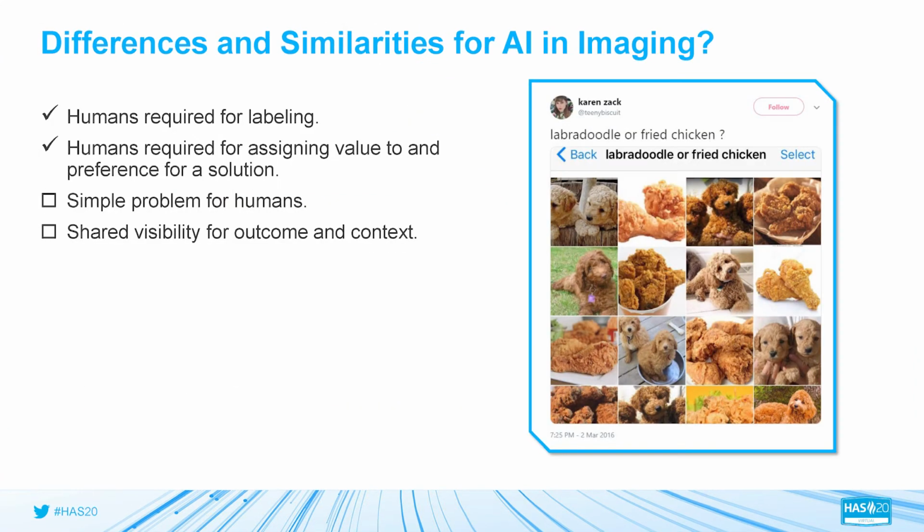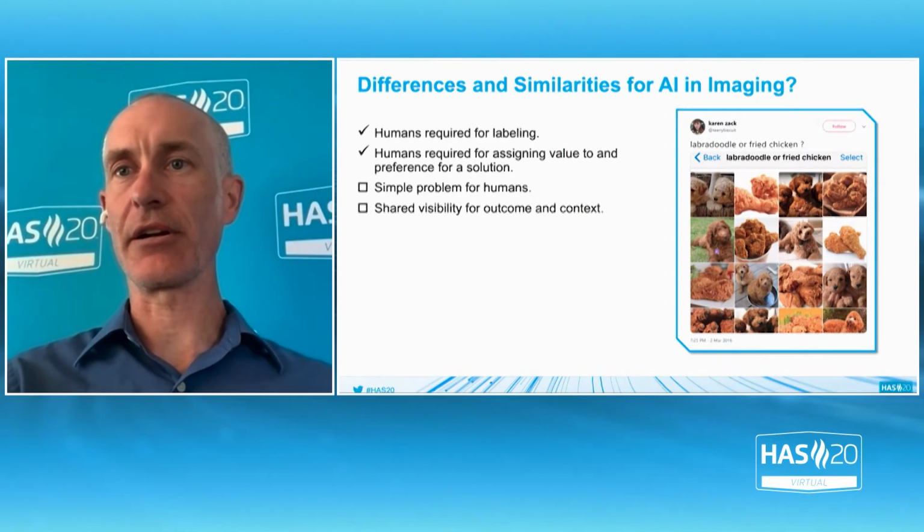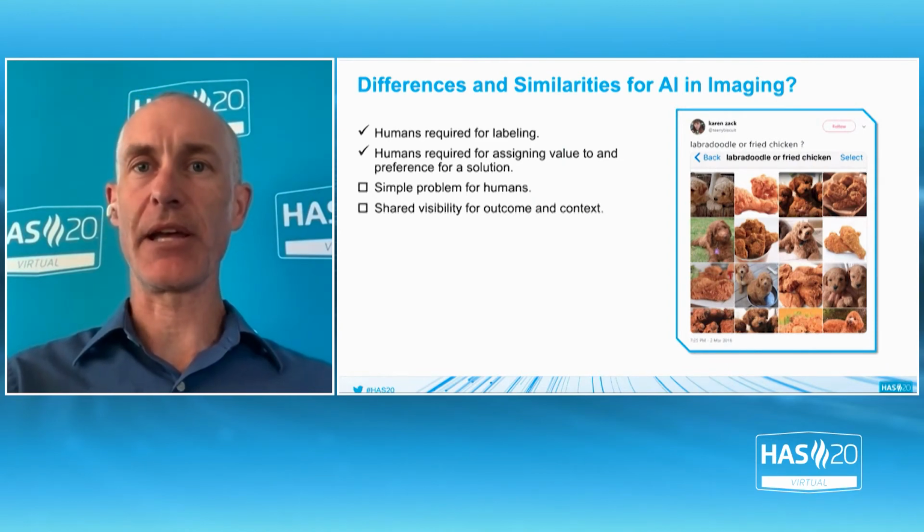A lot of people have seen the wonderful things that AI has done in the imaging world. And this is a favorite picture from Karen Zack from a few years back about how computers were trained to distinguish between dogs and chicken. And someone else will know what kind of dog that is. I know that's fried chicken. And there are some similarities that we're going to see between health and healthcare and this type of AI task.